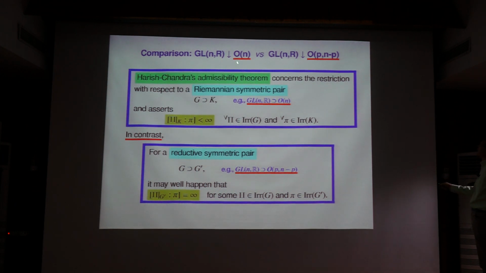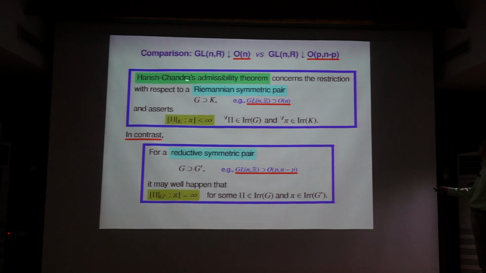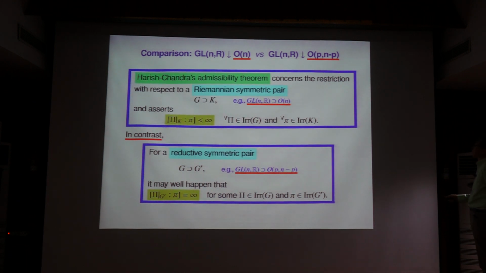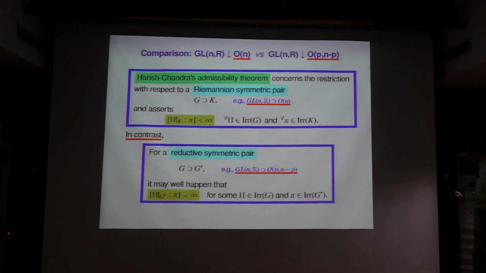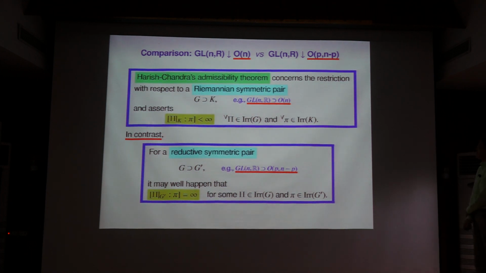In the former case, we have already seen that for any irreducible unitary representation and any K-type, the multiplicity is finite. This is Harish-Chandra's original admissibility theorem. But if we consider not O(N) but O(P,Q), with P plus Q equal to N, then it turns out that the restriction usually contains continuous spectrum, and more than that, the multiplicity often becomes infinite. So this means that finite multiplicity is not controlled by the complexified object. This is an observation.